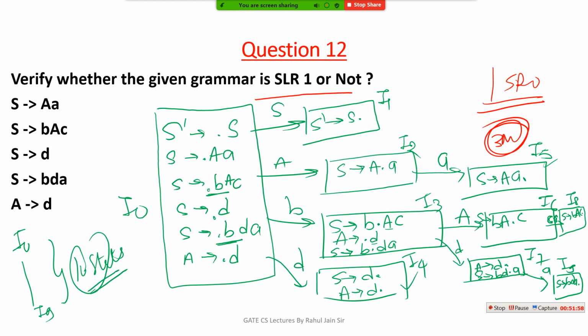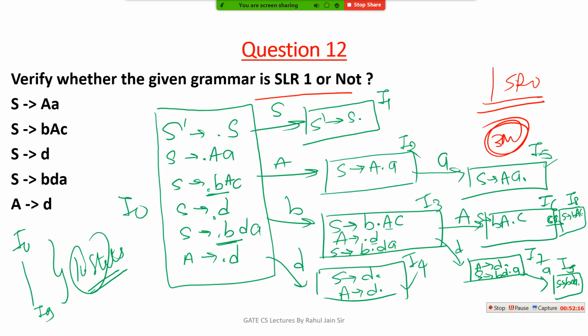Okay, now I need to make the parsing table of this SLR1. So guys, comment, did you also get the 10 states? I am getting 10 states in my DFA, in my SLR1 DFA.